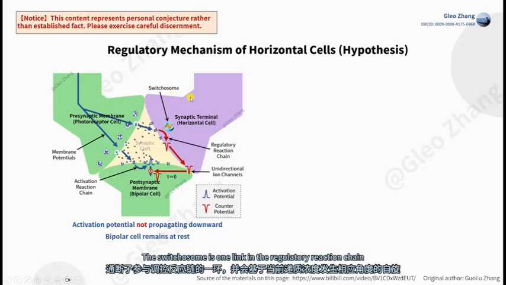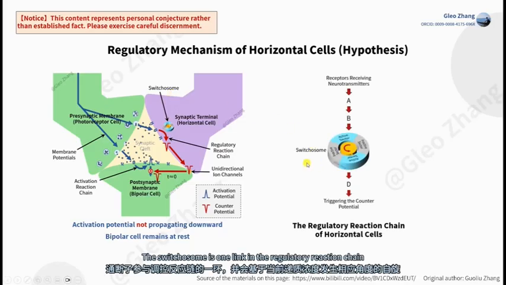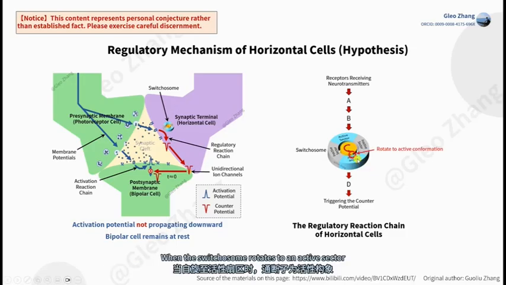The switchosome is one link in the regulatory reaction chain and rotates to corresponding angles based on neurotransmitter concentration. When the switchosome rotates to an active sector, it assumes an active conformation. At this point, the horizontal cell's regulatory reaction chain pulses unimpeded, triggering counterpotentials that prevent the propagation of bipolar cell activation potentials downstream, thereby maintaining the bipolar cell in a resting state.